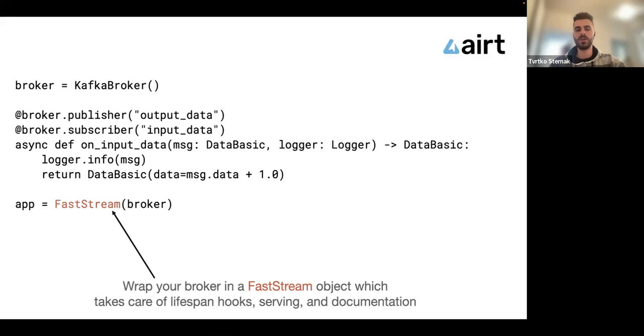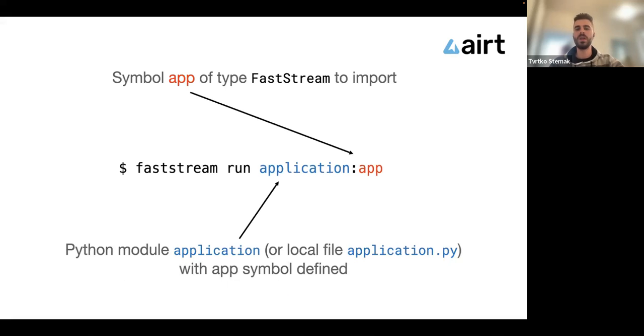And so to wrap it all up, you need to pass your broker into a FastStream object. This object takes care of all the startup, shutdown, parallelization, and documentation logic for you. So you define your processing logic using the broker, and then you pass it into the FastStream object. And to serve it, you go to your CLI and run FastStream run, and pass the module and then the object of that module that is the FastStream application.